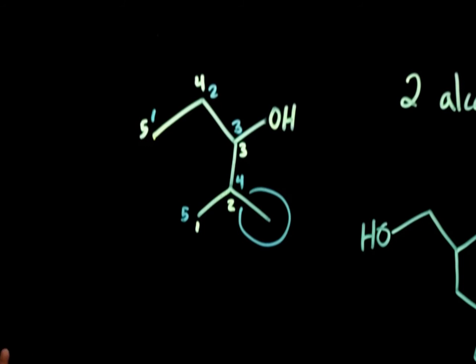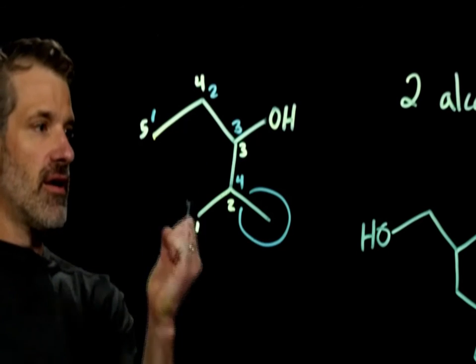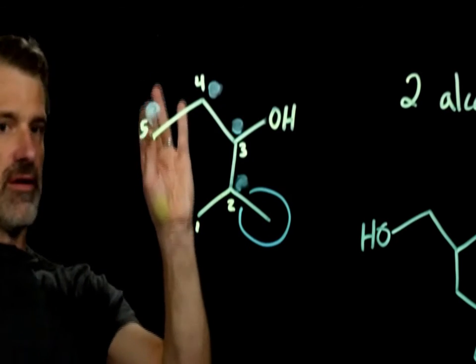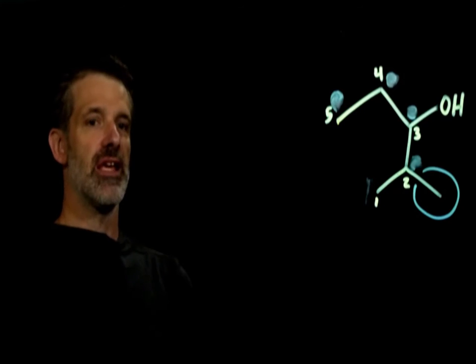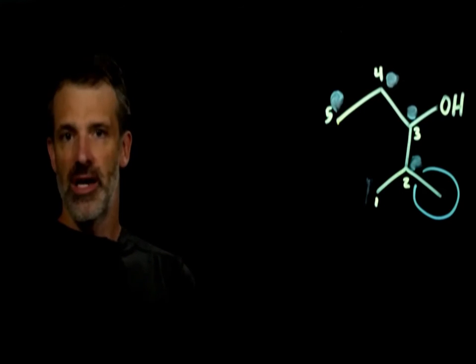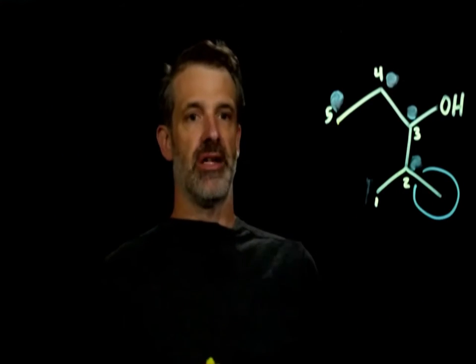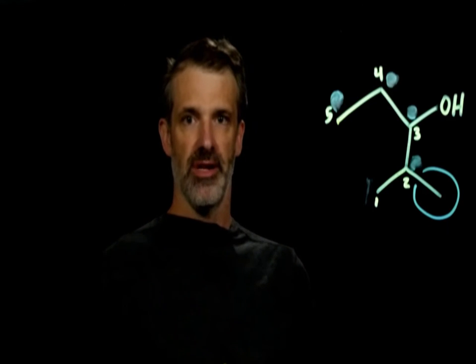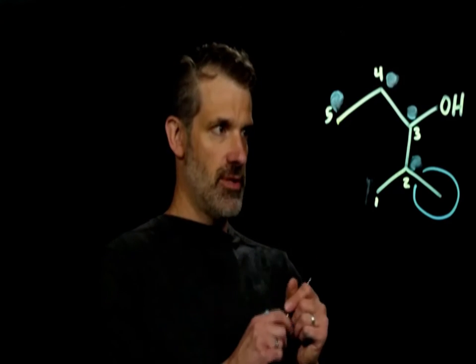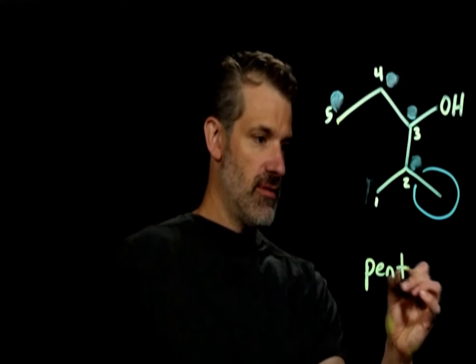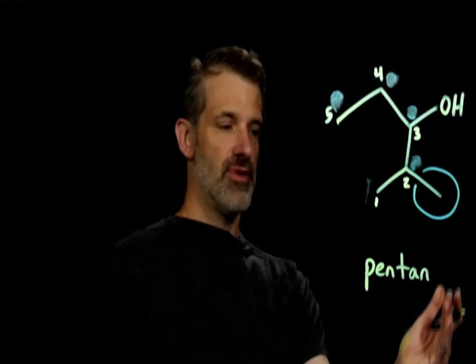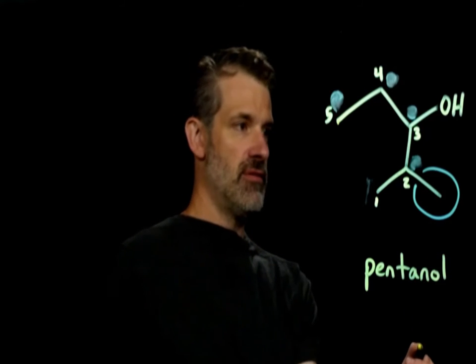And since it doesn't matter to us which direction we number for the alcohol carbon, we'll go ahead and number in this kind of counterclockwise direction. That will give us the lowest possible carbon number on our methyl substituent at carbon 2. So first off, 5 carbons. Pentane, we drop the E, add OL.